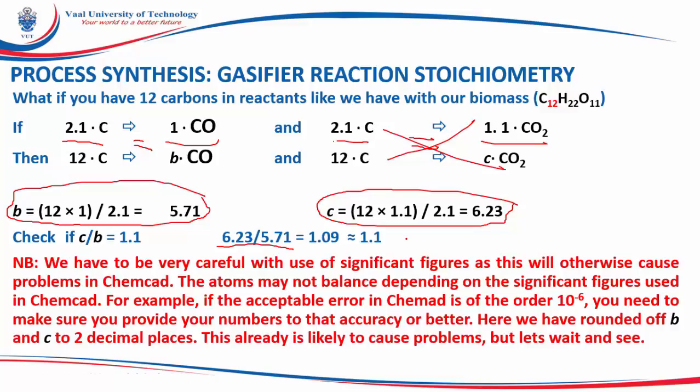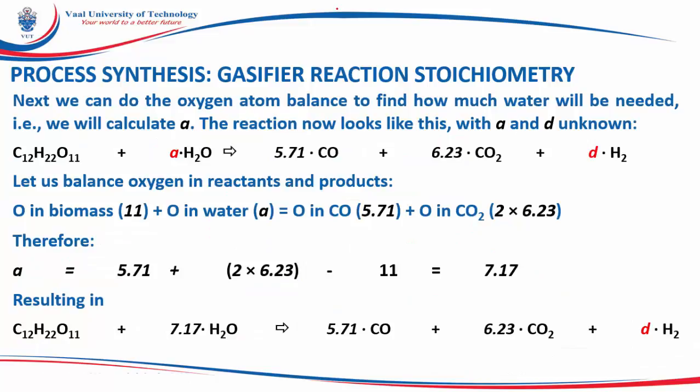Here we have rounded off B and C to 2 decimal places. This is already likely to cause problems, but let's wait and see as we start to use these numbers in Chemcad. I'm hoping that I'm wrong so that we do not have to handle long decimals in order to make Chemcad converge. The next step is the oxygen atom balance to find out how much water will be needed. That is, we will have to calculate A.